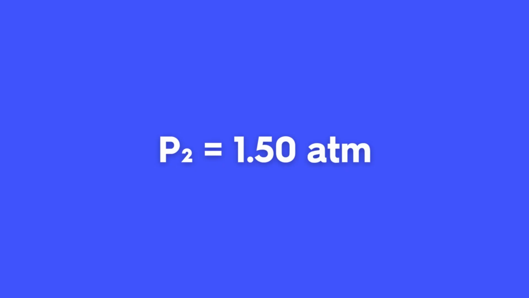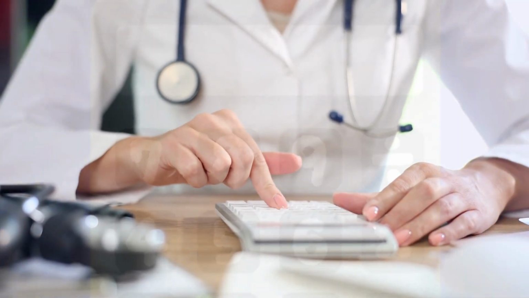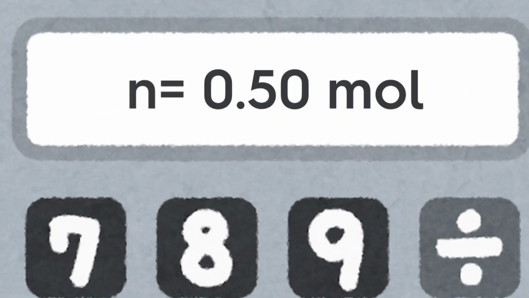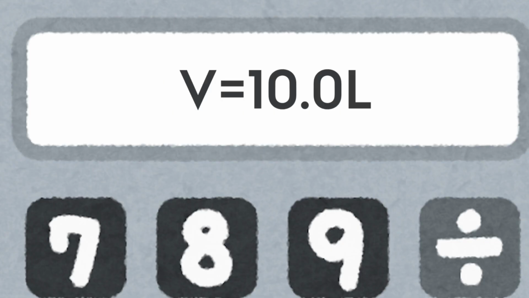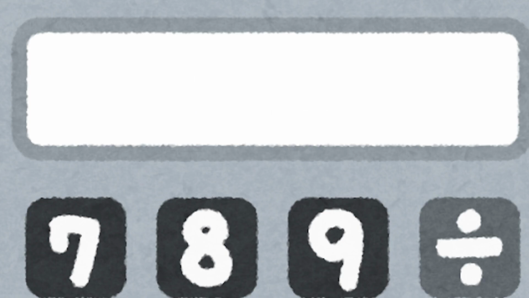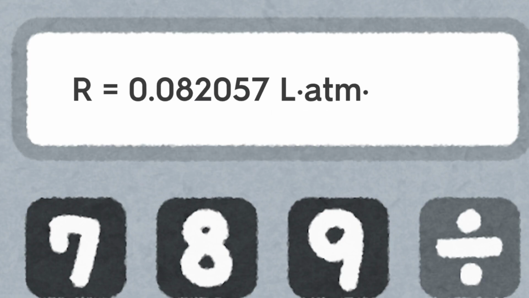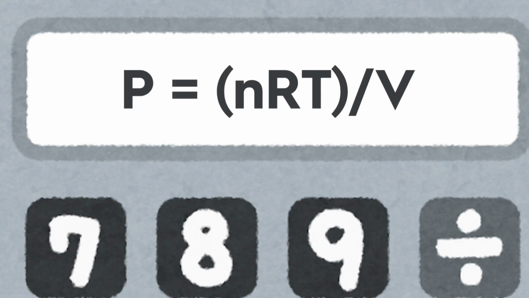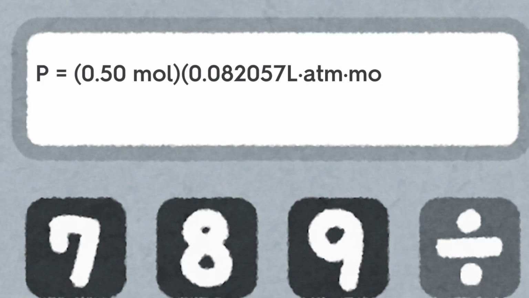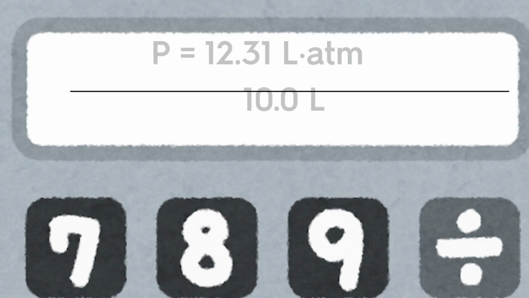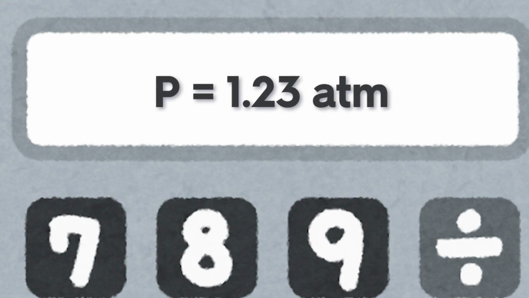So the pressure increases. Next, let's do a full calculation. Suppose we have 0.50 moles of gas at a temperature of 300 Kelvin in a volume of 10.0 liters. We want to find the pressure, using R, the gas constant, as 0.082057 liter atmosphere per mole Kelvin. The equation becomes P equals N times R times T divided by V. That is 0.50 times 0.082057 times 300 divided by 10.0. The result is about 1.23 atmospheres.